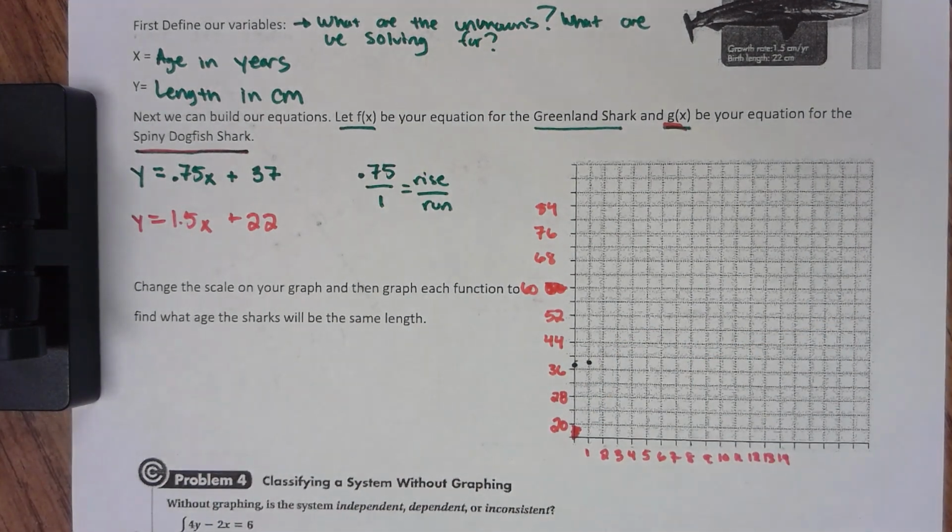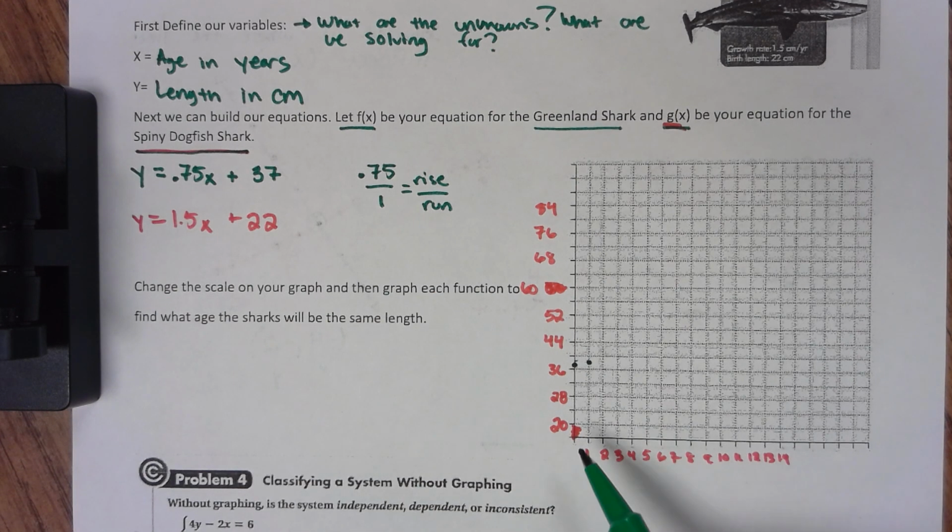Gosh, dang it. We scaled this graph in a way that we're not going to be able to find where they intersect. So we're going to skip this part. We definitely should have probably gone up by 2s would have been better. 1s would have been best. Yeah, I think we should have gone up by 1s.